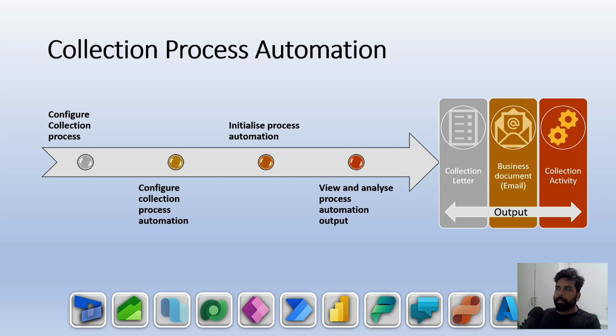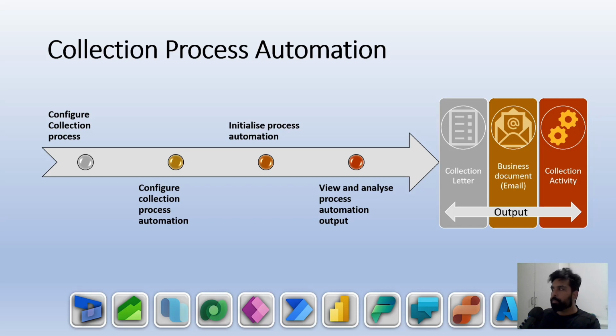Once that is done, based on our frequencies, the system is going to run the automation, and if there are customers who fall under that criteria and there are different activities which are supposed to be generated based on our configuration, the system is going to generate those results. Post that, we can go and view and analyze the process automation output.